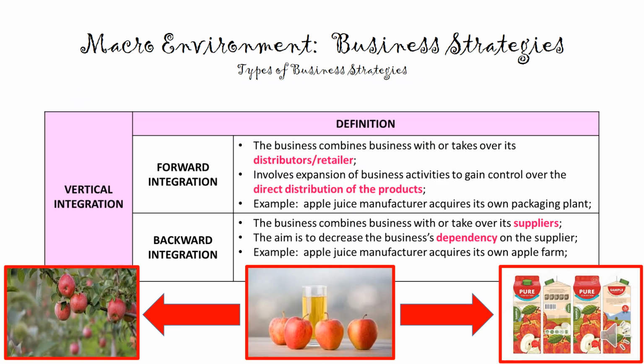Right, so if we look at it in a little bit more detail with some more examples. For vertical integration, remember we said it can either be forward or backward integration. Forward integration is when the business combines with, we merge, or we take over a distributor or a retailer, somebody higher up on the supply chain.